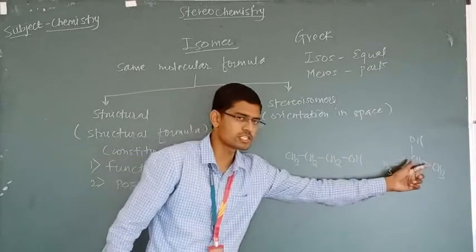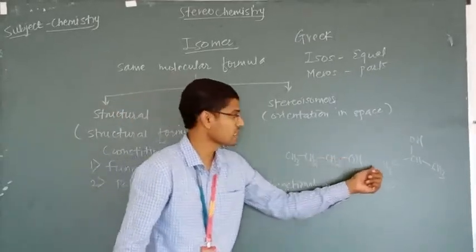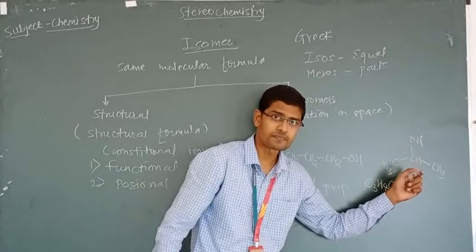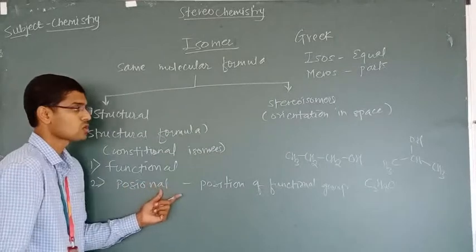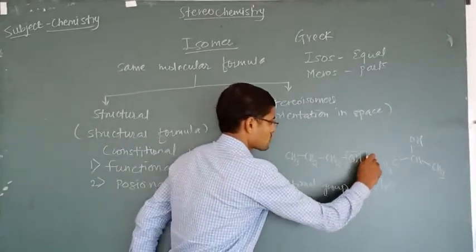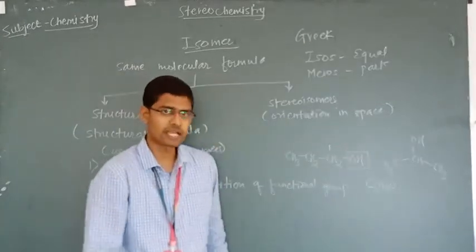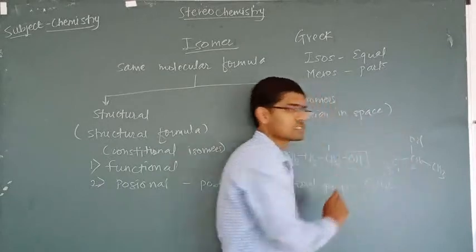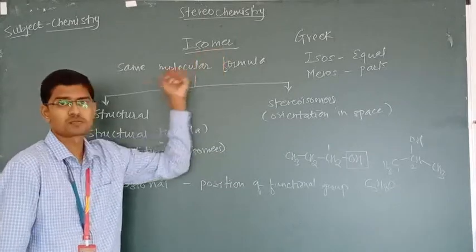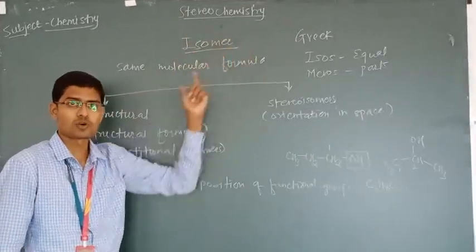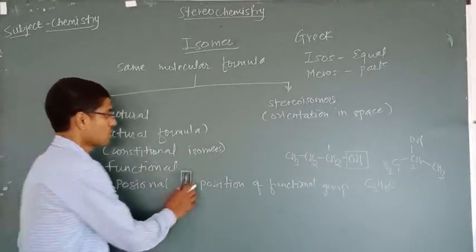Now the difference between these two is a change in structure. Here the carbon chain is linear, here the carbon chain is branched. And what is the basic difference between these two structures? It is the position of the functional group. Here the functional group is OH. In the first structure it is attached to the first carbon, while in the second structure it is attached to the second carbon. That's why they are called positional structural isomers, because the change is in the position of the functional group.